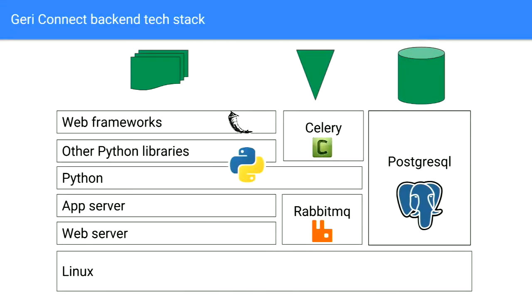Inside the server, we rely on a lot of open source software. We have the Linux operating system, a web server, an app server, some web frameworks, and finally our code, which is the green items at the top. We use RabbitMQ, which is a messaging queue, and that's our backend for Celery, which is our task queue library. And Postgres is our database system.